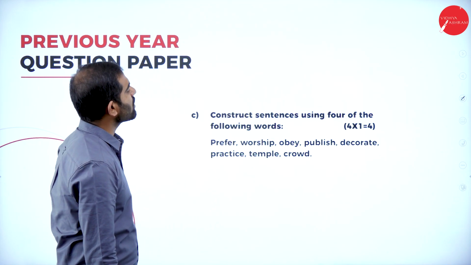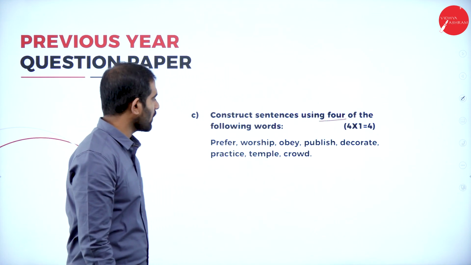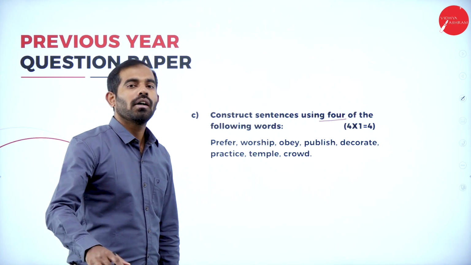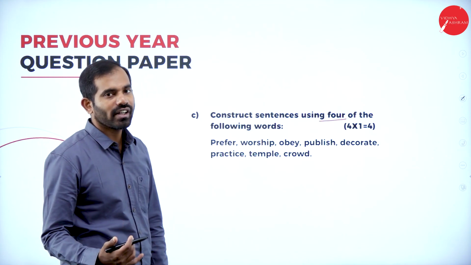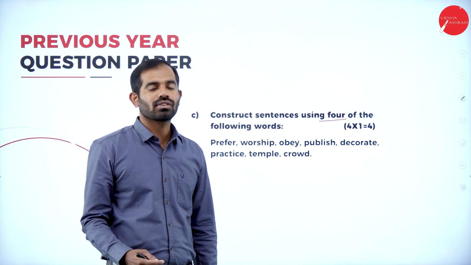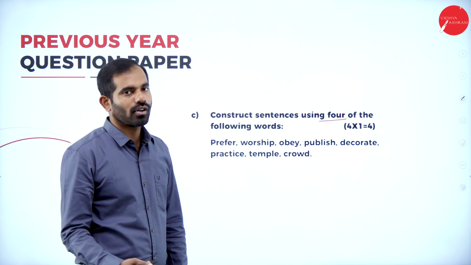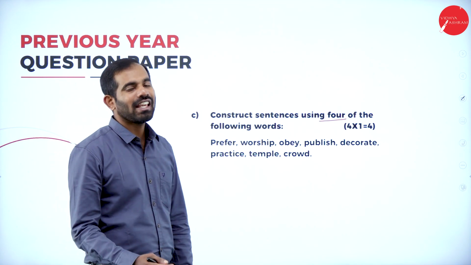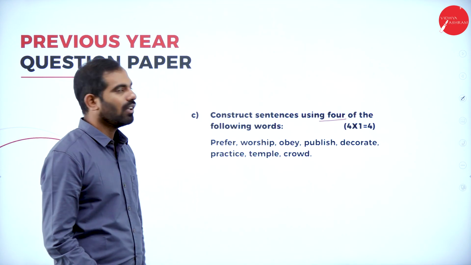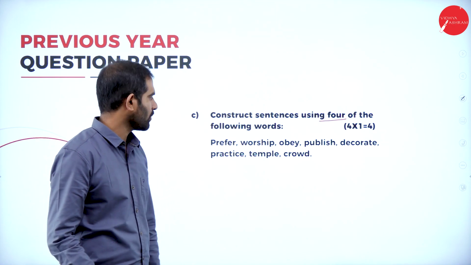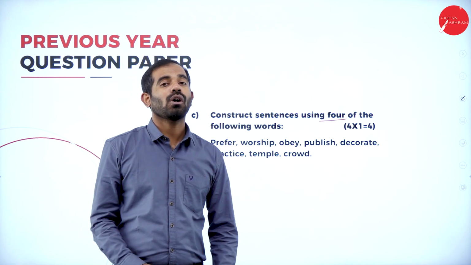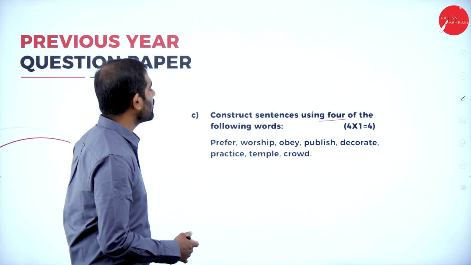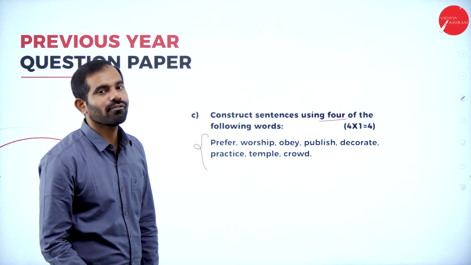Next one is construct sentences using any four of the following words. You can choose any four. I prefer having bread over rice. Worship: I worship God every day. Obey: I always obey the rules and regulations. Publish: I published a book recently. Decorate: I love to decorate my house. Practice: practice makes man perfect. Temple: temple is where God resides, that is what people believe. Crowd: there is a big crowd in the street. So you can use any other sentences while framing it, but make sure that the sentence you construct is meaningful and complete.